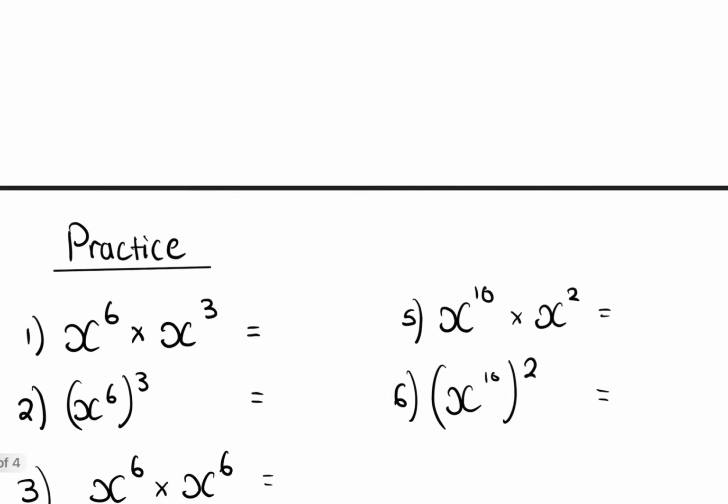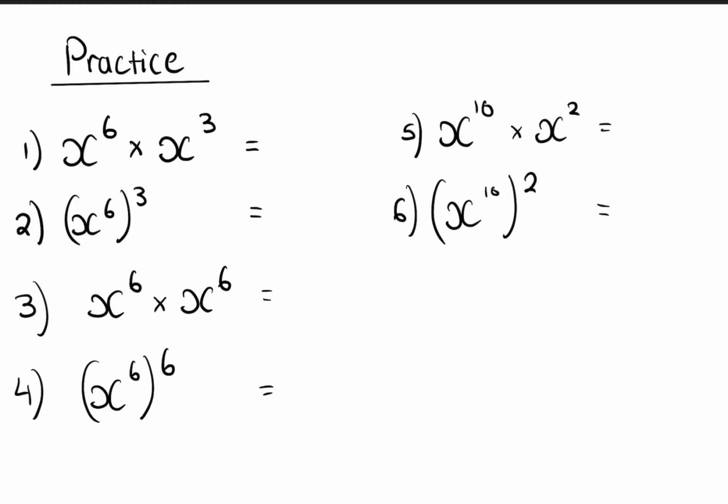Okay, look at some questions here. Have a go, pause the video, and have a go at these questions. Okay, we'll look at some answers now. It's going to be 6 plus 3, which equals x to the 9. I'm just going to change the colour to make it a bit easier to see. Okay, x to the 6 all to the power of 3 would be x to the 6 times 3, and that would be x to the 18.